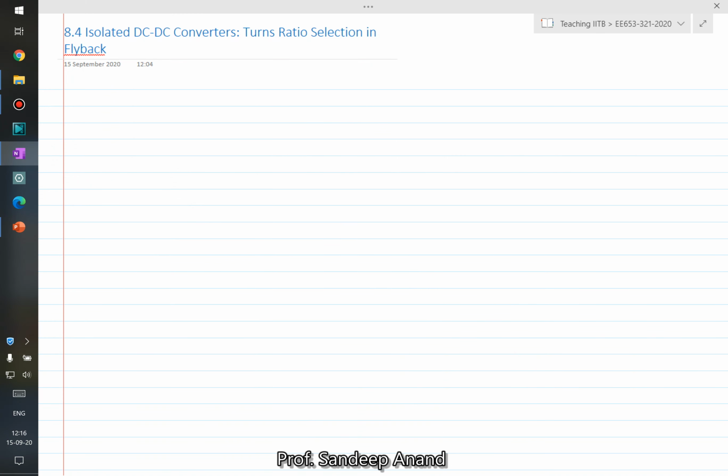As we saw, the output voltage to input voltage is given by D upon 1 minus D into N2 by N1. For a given input voltage, you can achieve the desired output voltage either by choosing a suitable value of duty cycle or by choosing a suitable value of N2 by N1.